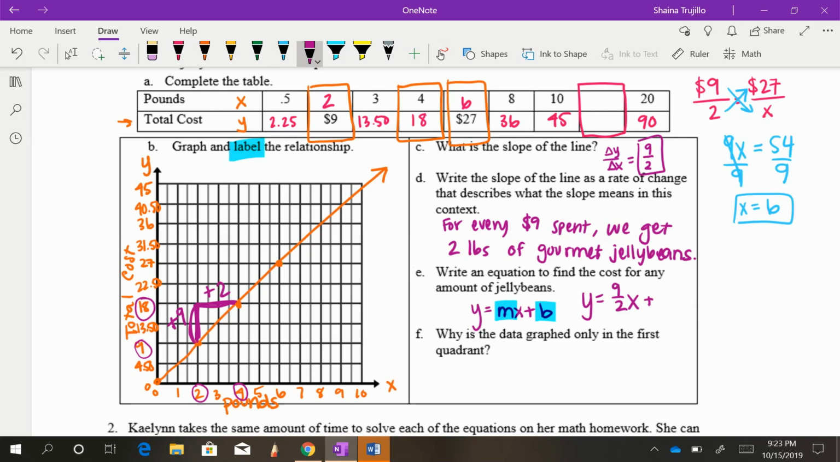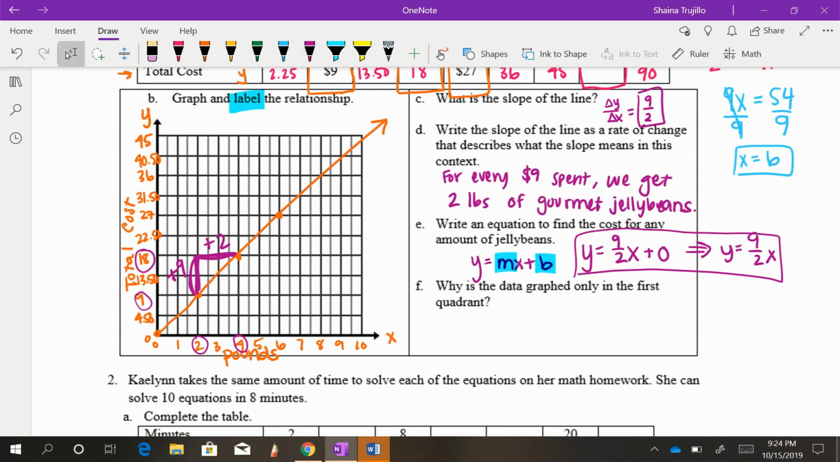And b is our y-intercept, our starting point. Okay, where it crosses the y-axis. Oh, hey, look, it's a proportional relationship. It starts at 0. You could also write this as y equals 9/2 x. Either one of these will work. So part F, why is the data graphed only in the first quadrant?